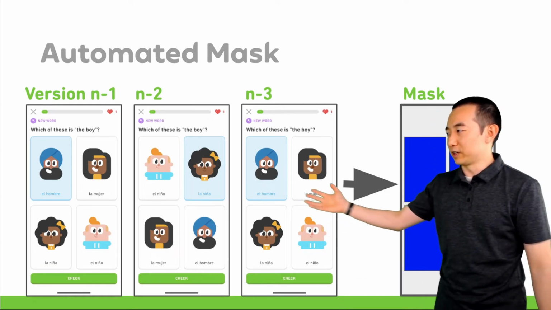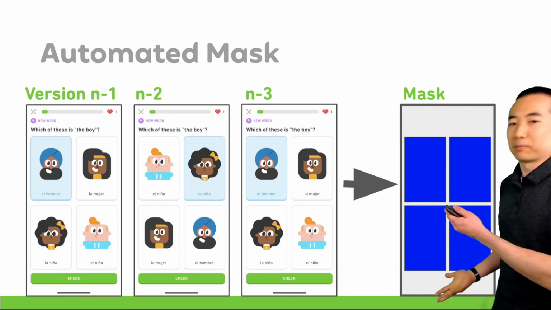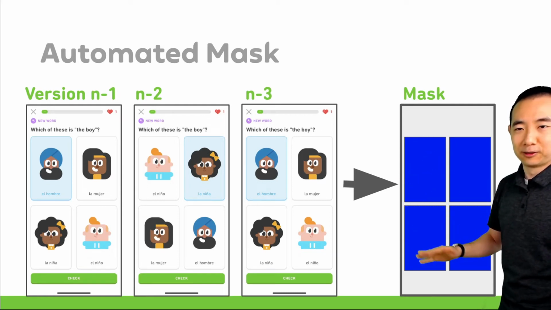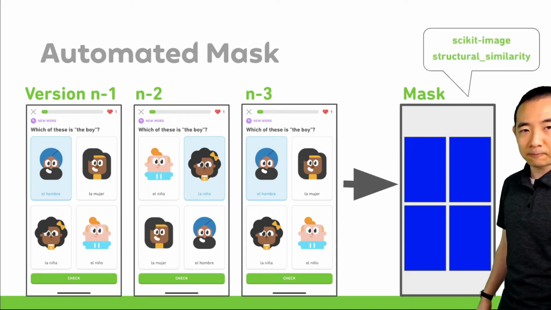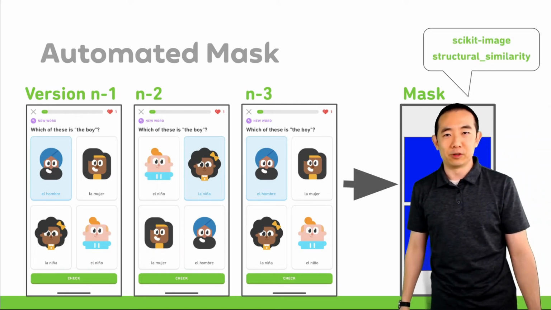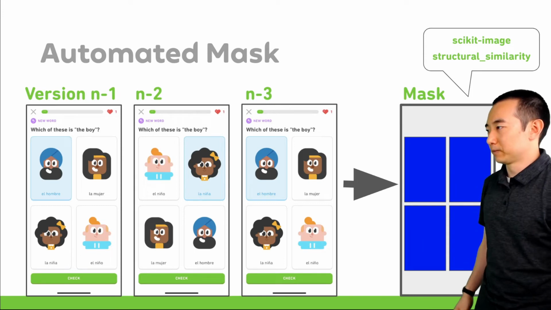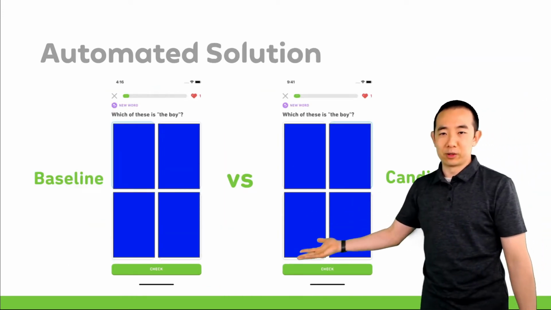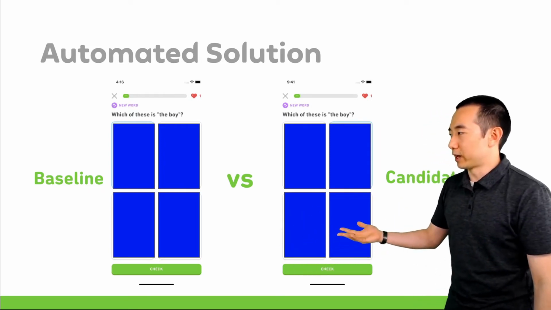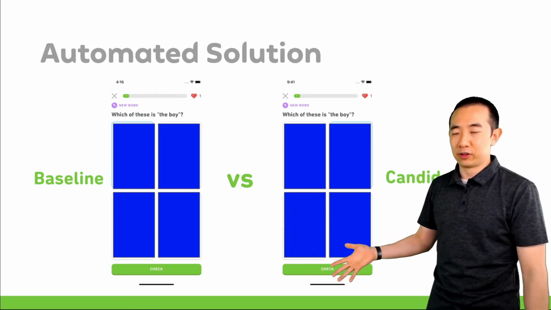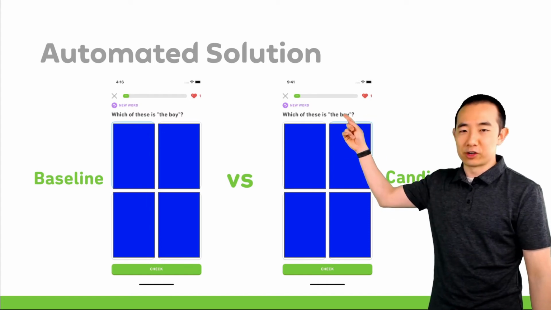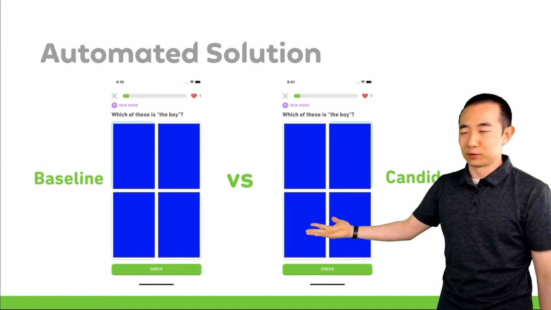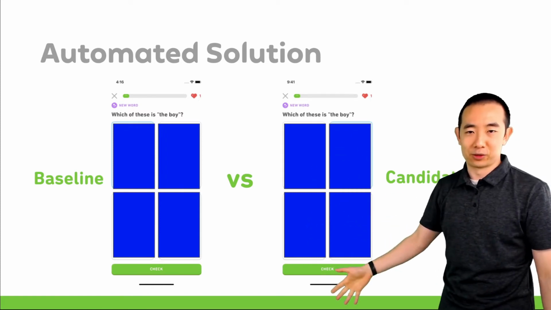So if we do essentially a diff of these three, we generate this mask where the character faces are going to be blocked off for being different. This is a function in the scikit-image Python library called structural similarity. Now, if we take this automated mask and apply it to the original screenshot in the baseline, we can cover up the parts that we expect to change, and only the assets that aren't changing remain. So now when we compare the baseline to the candidate, this will not be flagged because we have appropriately covered up the things that we don't want to check.